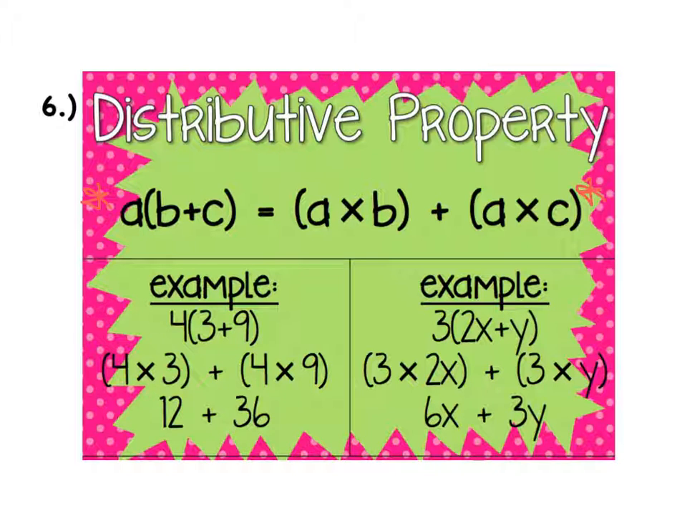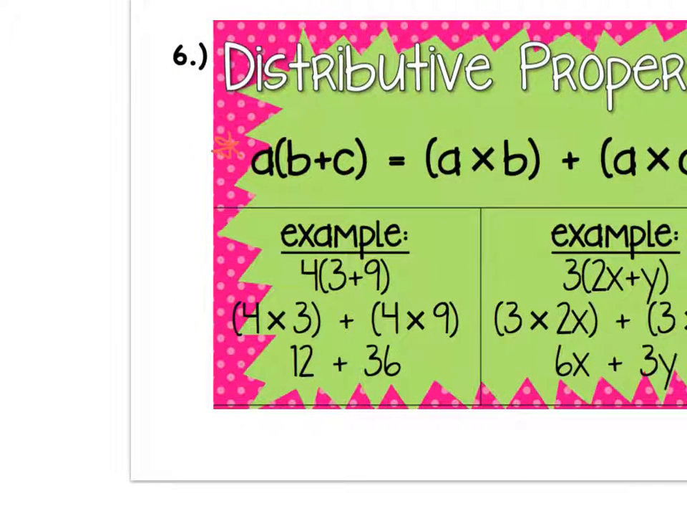Now, if we take a look at our example here, we could have computed this original problem by following order of operations. 3 plus 9 gives us 12, so we can rewrite this as 4 times 12, and 4 times 12 gives us 48. We could have done that, but we can also see that if we do 4 times 3 plus 4 times 9, we end up with 12 plus 36, which is also 48.